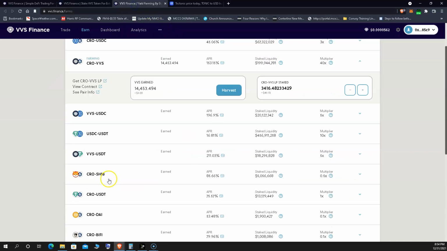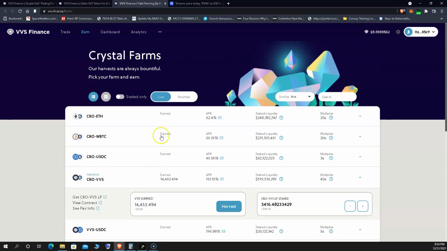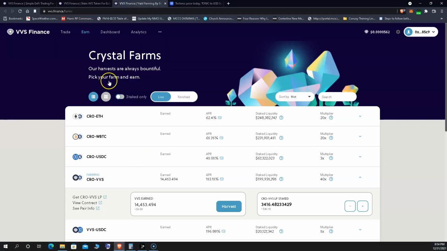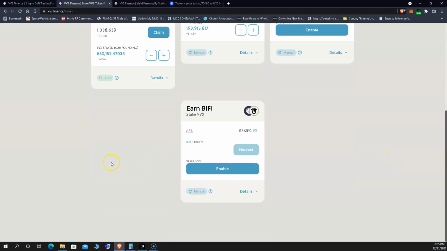And you can also go over here to the farm side, and you can pair your BIFI up with Crow, and you can stake that. And I just believe Crow is going to be bullish this year going into 2022, and I believe Tonic, once it gets past this initial sell-off that's been going on, is going to be bullish. And VVS is definitely going to be really bullish this year. So everything associated with the Crow platform, the Crow blockchain, I think is going to be really bullish this year.